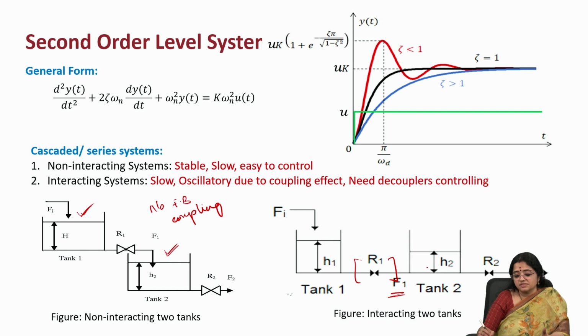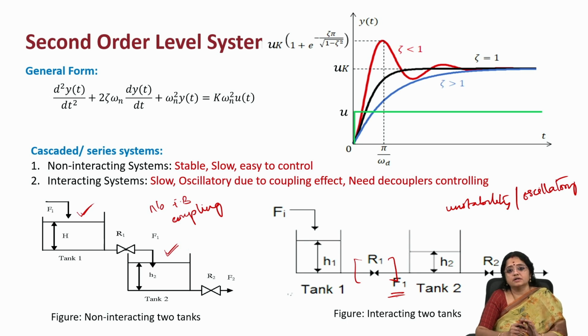Because of this, this system is particularly called an interacting two-tank system model, wherein, because of the coupling behavior between the two tanks, the whole system undergoes instability, or at least oscillatory behavior, and it takes a lot of time to reach a steady state value. So the system response is slow and oscillatory due to the coupling effect, and it requires a decoupler type of controller to address this problem. So non-interacting systems are much more convenient to handle compared to interacting systems.